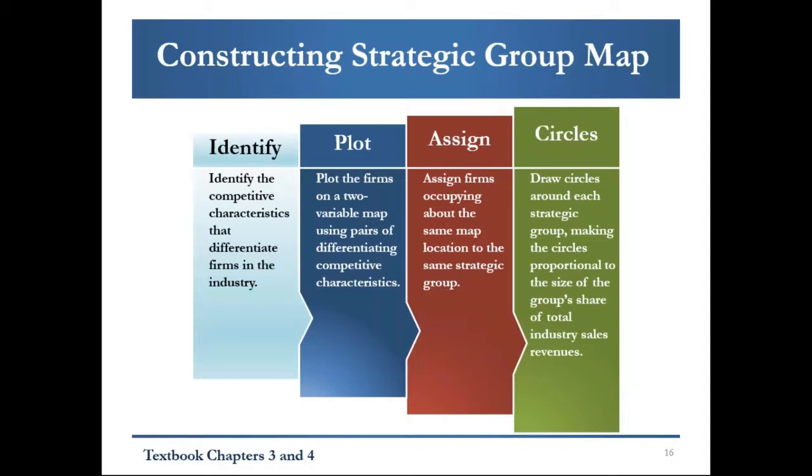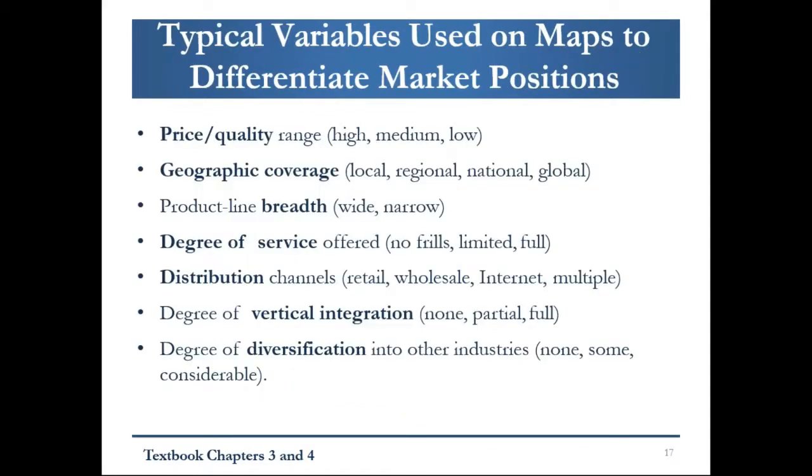Constructing a strategic group map. We talked about this a little bit last week. But effectively, you want to identify the competitive characteristics that differentiate firms in a given industry. Then you want to plot a map with generally two variables to try to separate the firms in a given industry. You want to then assign firms plots or spaces on that map. And then you draw circles around each strategic group, proportionate to either sales or audience size or whatever it is you're trying to use to differentiate the firms in that business.